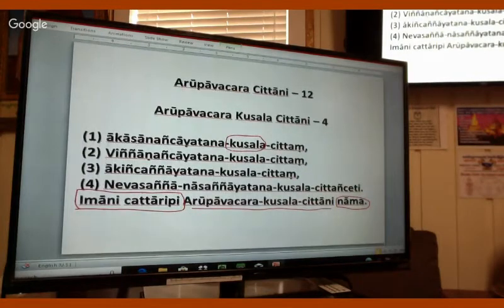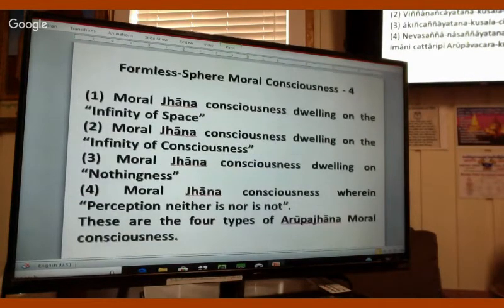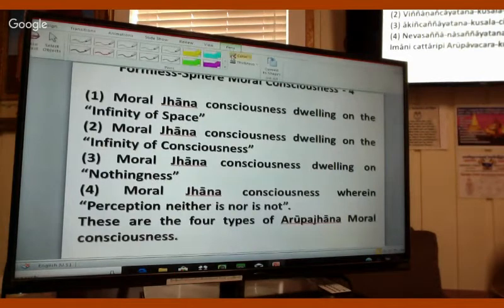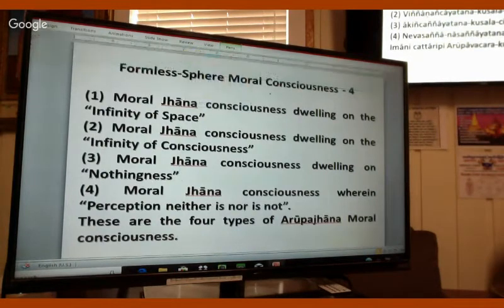So this is the Pali. In English translation it goes like this: Formless-sphere consciousness, moral or wholesome, 4. The first is moral arupajhana consciousness dwelling on the infinity of space. That means akasa in Pali.